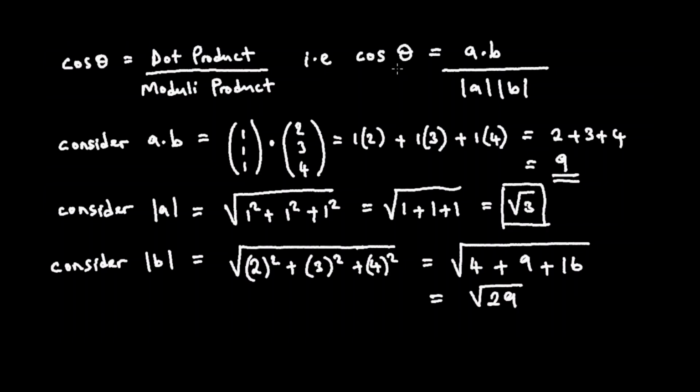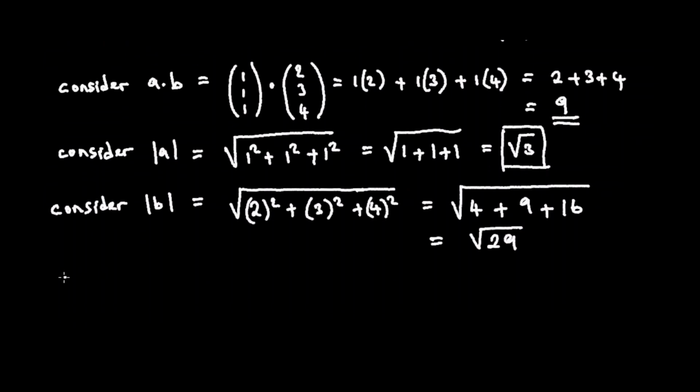What remains is to factor these into the formula. Therefore, the cos of theta is equal to A dot B, which is 9, over the square root of 3 multiplying the square root of 29.